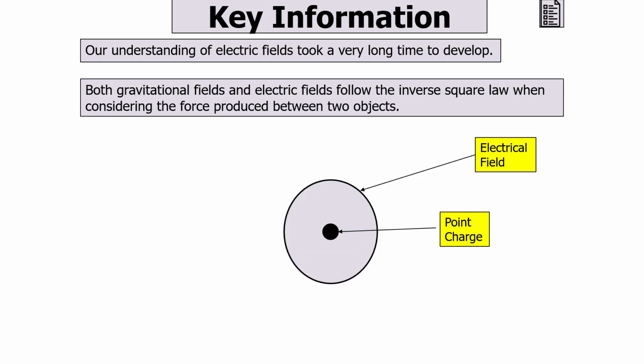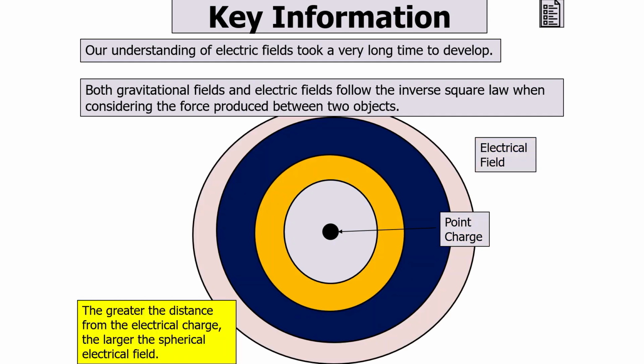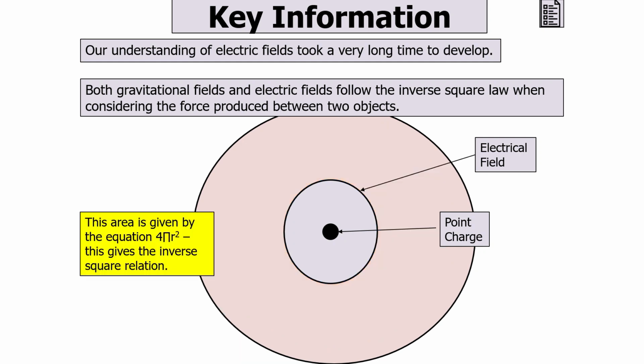So if we consider a point charge producing an electrical field, the greater the distance from the electrical charge, the larger the spherical electrical field. This area is given by the equation 4 pi r squared, and this gives our inverse square relation.